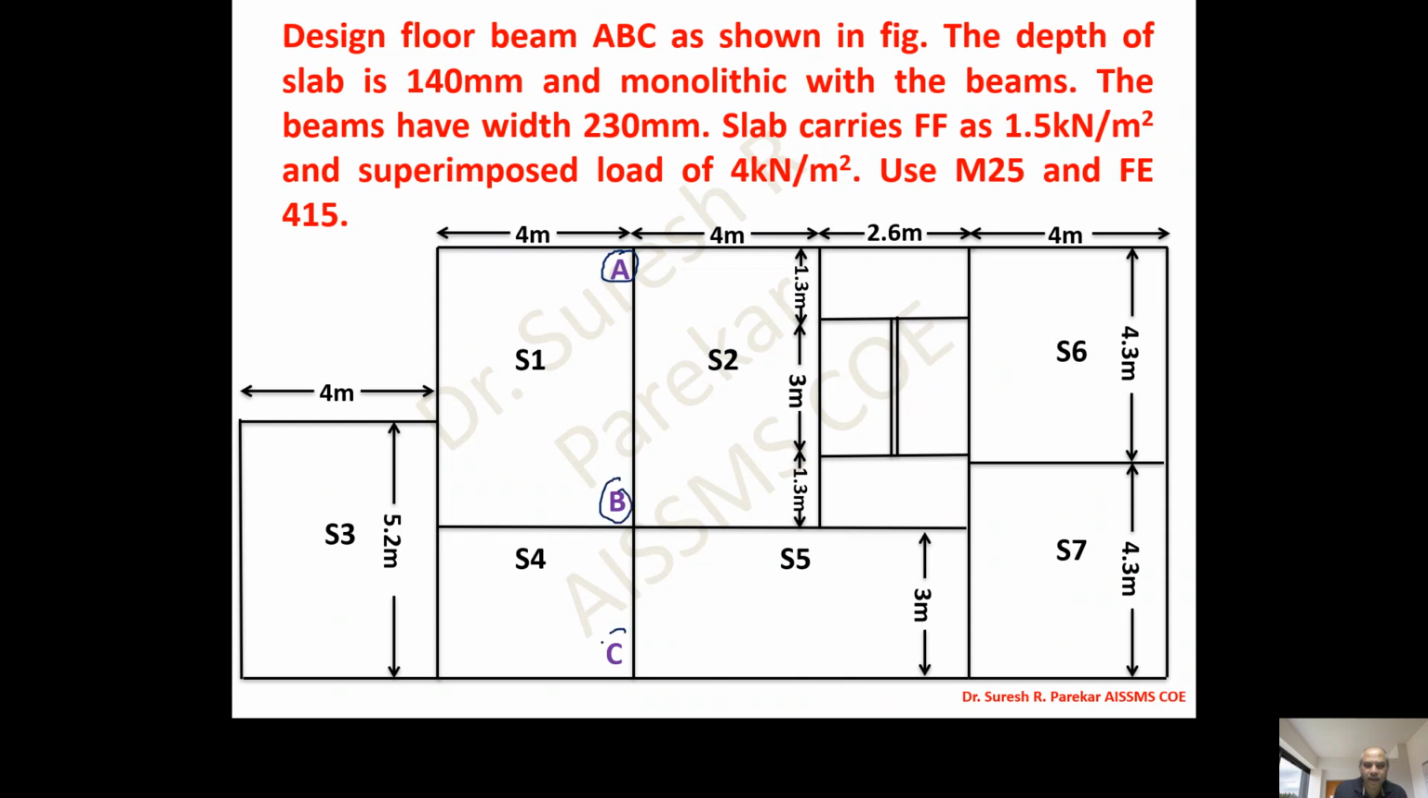This continuous beam: the depth of slab is 140 millimeter and it is monolithic with the beams. The beam has width 230, an internal beam is there. Generally we have walls of 230, so we are going to keep the width also 230. Slab carries floor finish 1.5 kilonewton per meter square and superimposed load 4 kilonewton per meter square. Use M25 and Fe415. On ABC we have load from slab S1, slab S2 and slab S4. We are not going to get any load from slab S5, that we will see now.